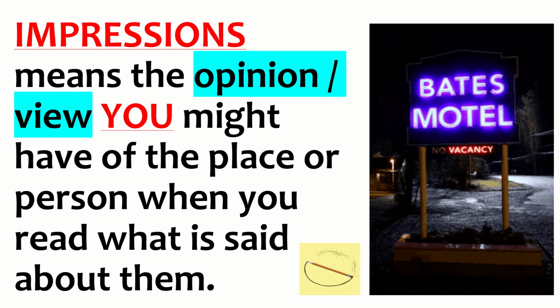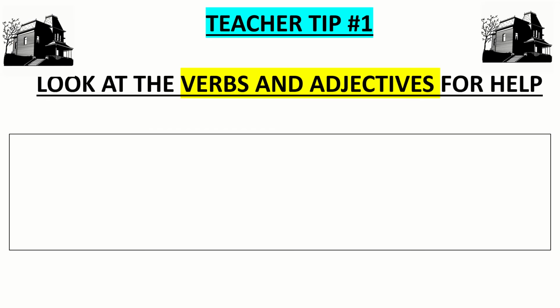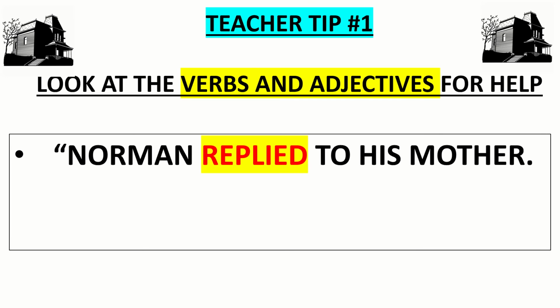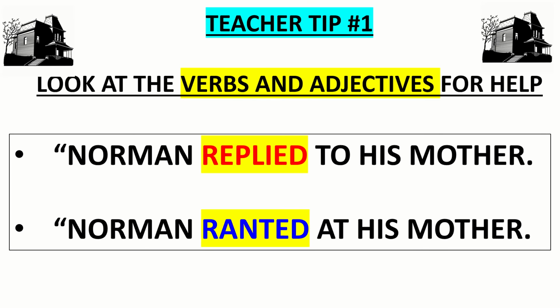So impressions means the opinion or view you might have of the place or person when you read what is said about them. You can have any opinion you like of the person, as long as you back it up with a quote. It's all about picking out verbs and adjectives that stand out and saying the effect on the reader. Norman, who is the main character, this video is going to be looking at an extract from the book and the film Psycho.